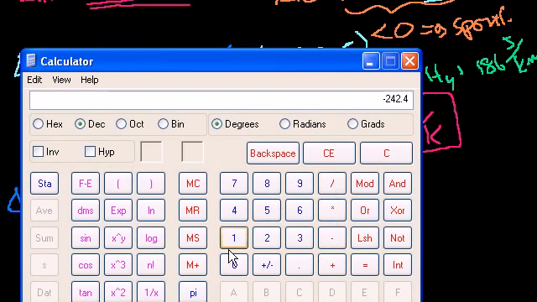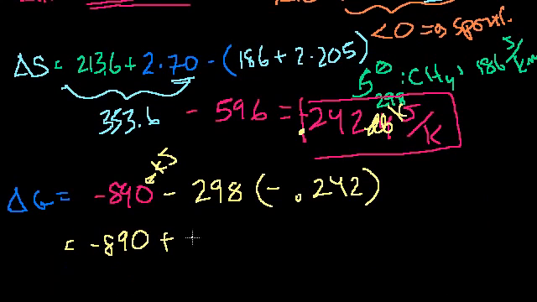So 0.242 divided by 1,000, that's our change in entropy, times 298, that's our temperature, is minus 72. So this term becomes, and then we put a minus there, so it's plus 72.2. So this is the entropy term at standard temperature. It turns into that. And this is our enthalpy term.